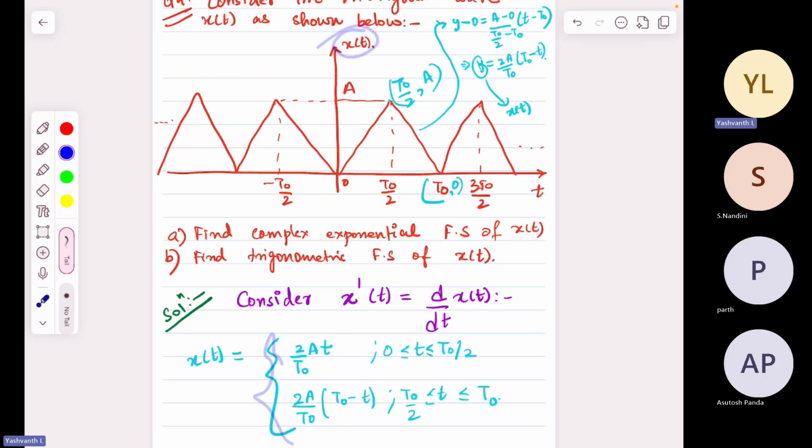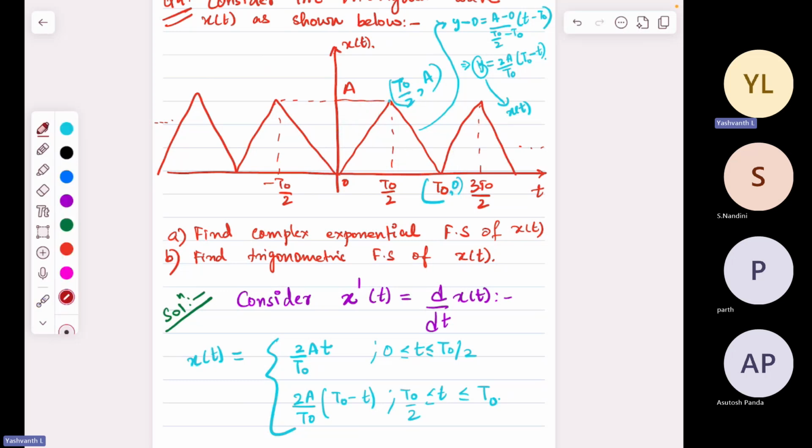For that, I need to know the equation of this line, and I need to know the equation of this line. If I know these equations, then I have characterized the entire signal in one time period. And every time period, the same line will keep getting repeated, but by a shift. So now it's some coordinate geometry, nothing else.